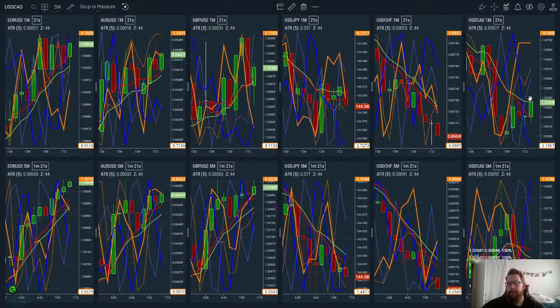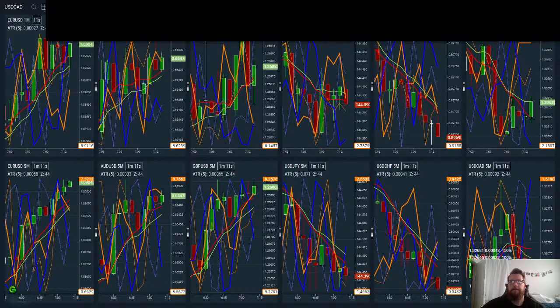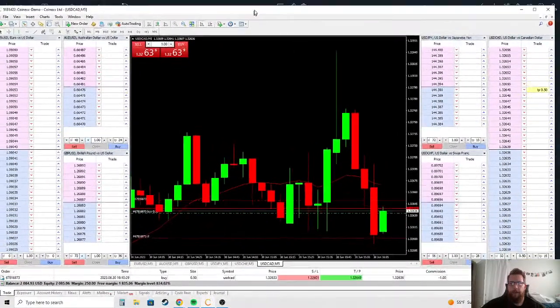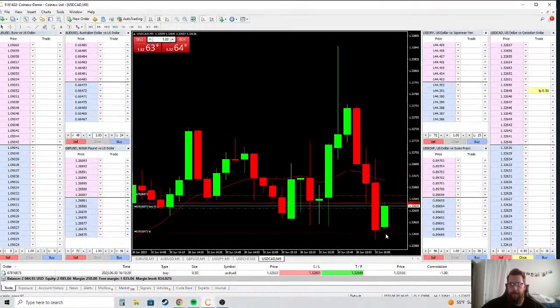Looks like this is getting close. This just might be one I move the stop loss here to break even, because no sense on losing a trade here when we don't need to. So we're going to do that.